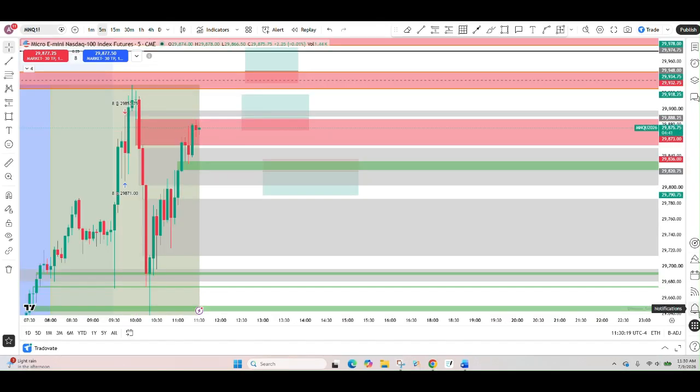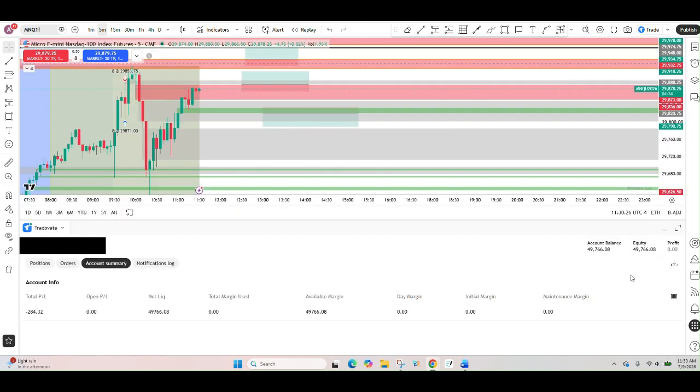Okay, so it's 11:30 now. I was not able to get another entry today, so I'm done trading. So my ending balance for today is $49,766. And that's because of the one trade I was able to enter today where I lost.